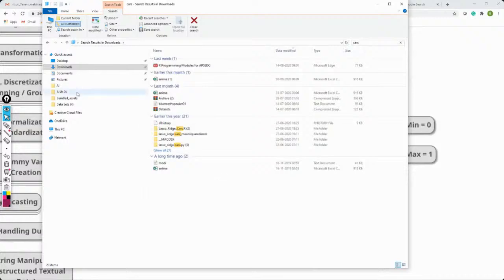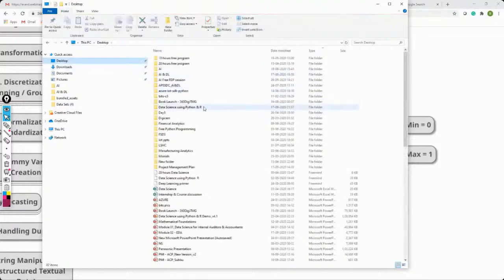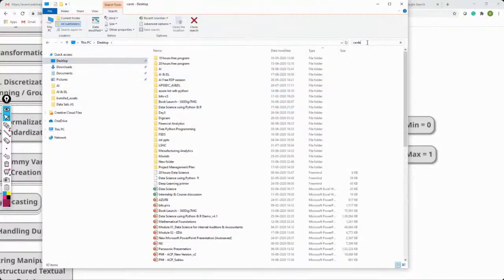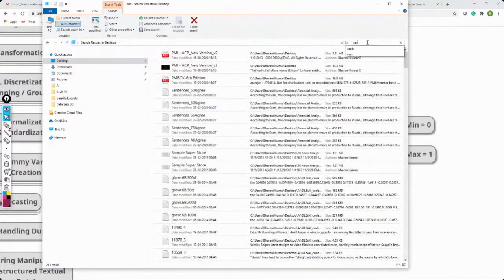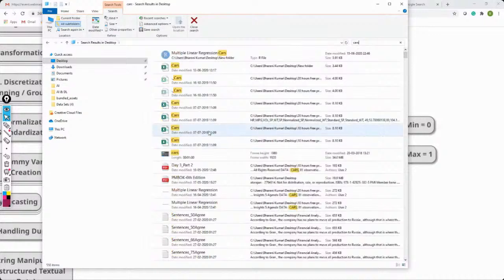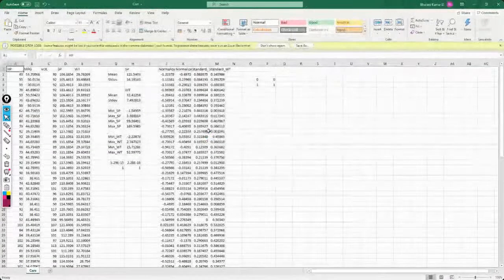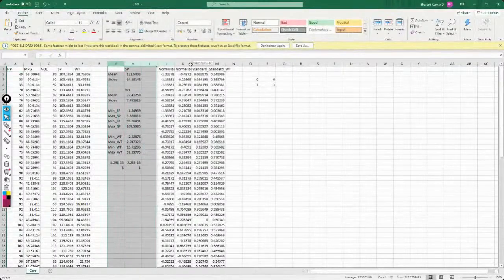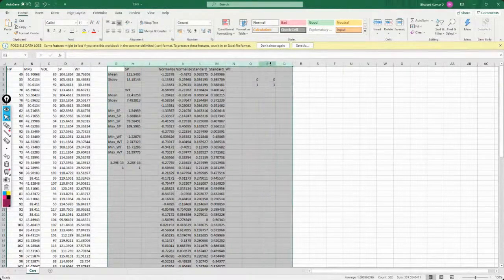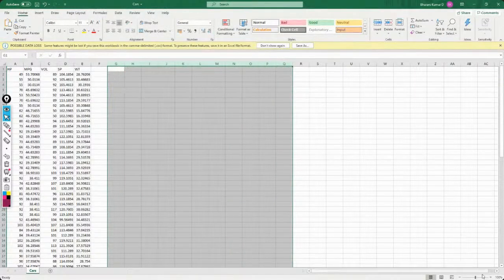Cars data set. Let me look into desktop. Let me type cars data set. So let me open this and let me explain about normalization and standardization. Let me zoom it.